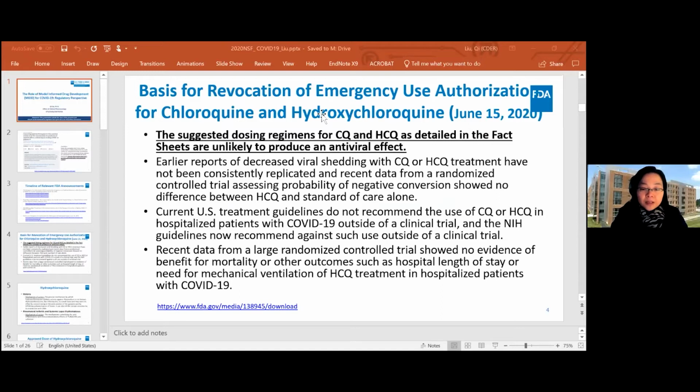In the June 15th letter to revoke the emergency use authorization for chloroquine and hydroxychloroquine, FDA listed 4 reasons as the basis for this decision. The first one, that the suggested dosing regimen for chloroquine and hydroxychloroquine, as detailed in the fact sheets, is unlikely to produce an antiviral effect, is based on our publication.